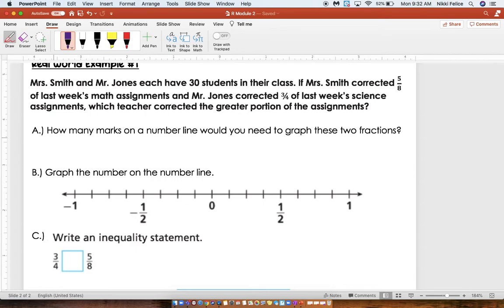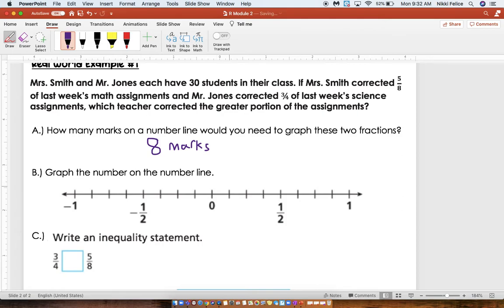Well, first of all, how many marks on a number line would you need to graph these two fractions? I have 3/4 and I have 5/8. So because 5/8 has the bigger denominator, I'm going to need 8 marks. I'm going to need to divide this into 8 segments. And luckily, we have a number line right here that is divided into 8 segments.